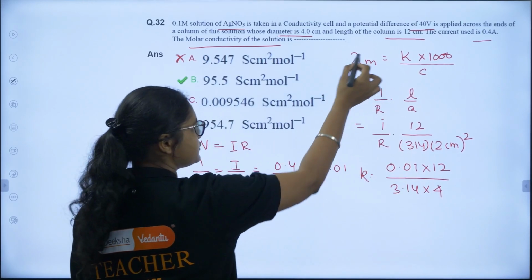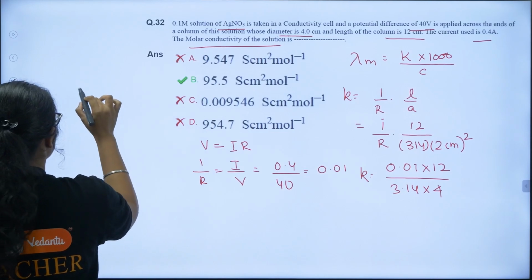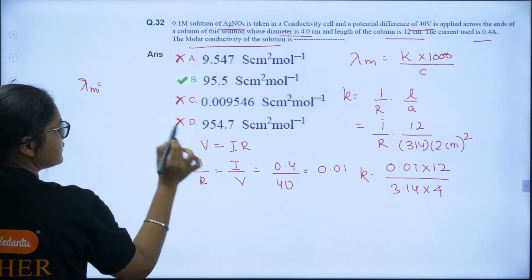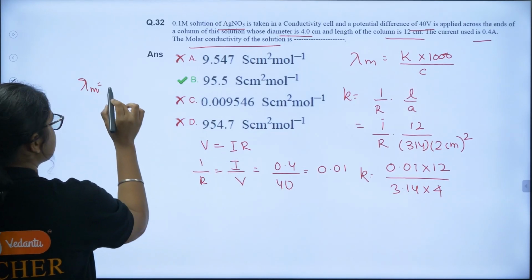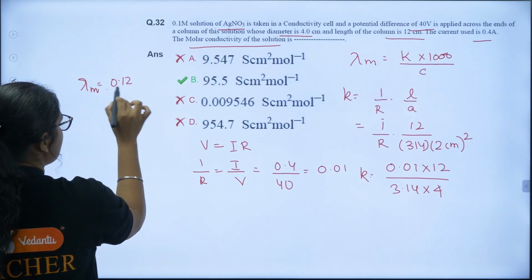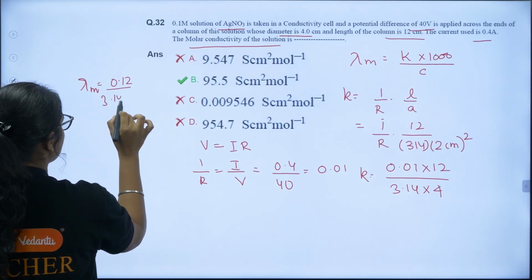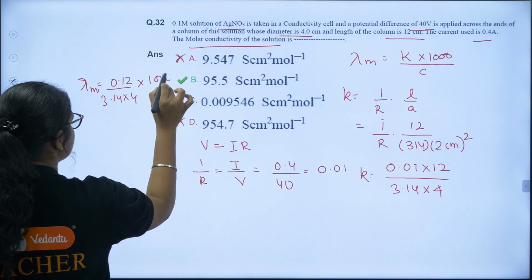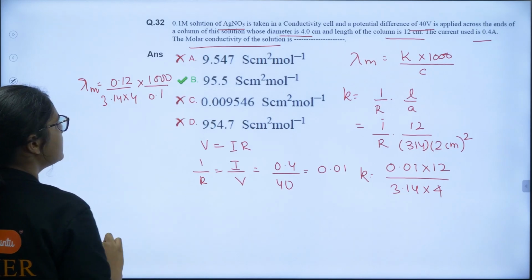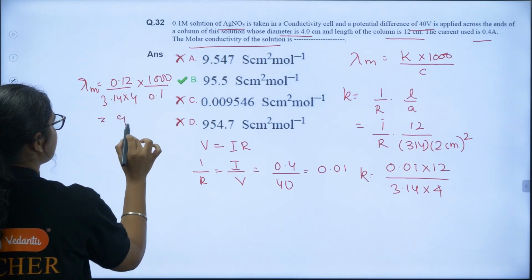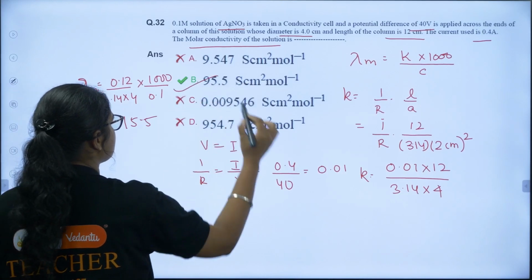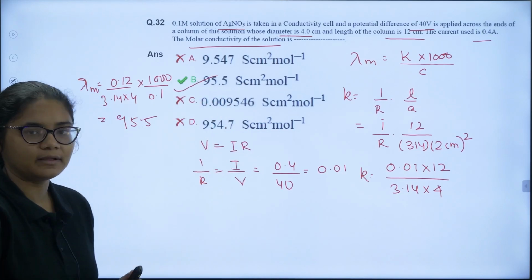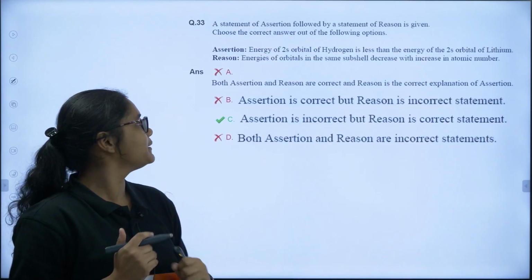Now we have to substitute this in the formula for molar conductivity, that is lambda m. So lambda m will be 0.12 divided by 3.14 into 4, into 1000 by C, which is again 0.1. Now if you solve this, you'll get around 95.5. So the correct answer for this question will be option number B. So let us see the next question.